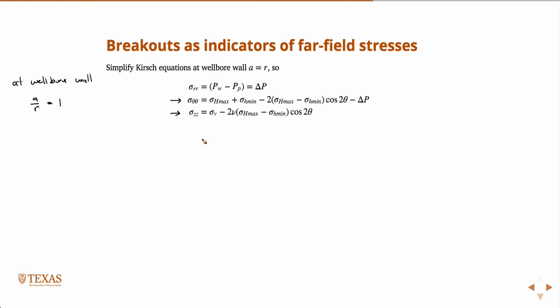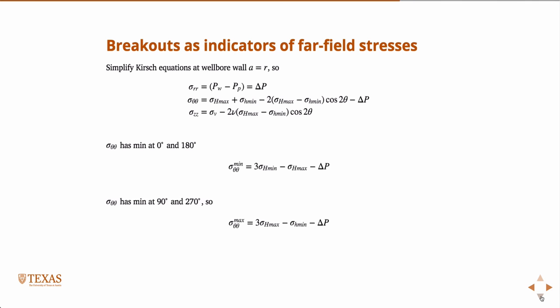But with these simplified equations at the wellbore wall, we can determine where sigma theta and sigma ZZ will be maximal by just looking at the maximum and minimum of cosine 2 theta. It's a periodic function which oscillates between some maximum and minimal value. And so sigma theta has a minimum at 0 and at 180, and therefore the equation simplifies to that. Right. So that's where the minimum will be. And it has a maximum at 90 and 270, and this equation simplifies to that. So we're looking at sigma theta's minimum and maximum value, just corresponding to where cosine 2 theta has a minimum and maximum value. Okay.